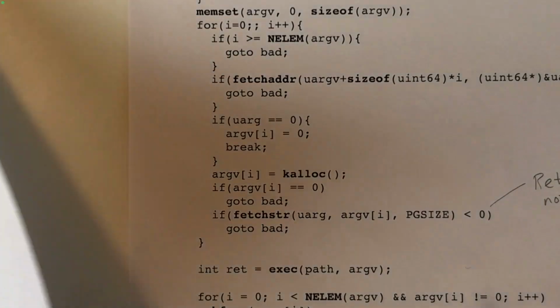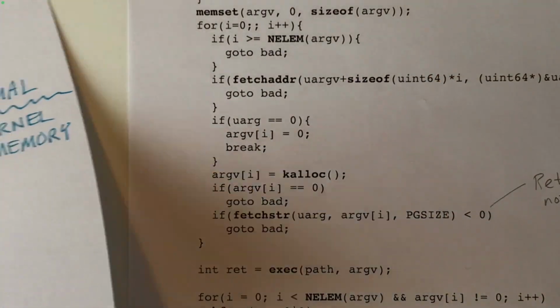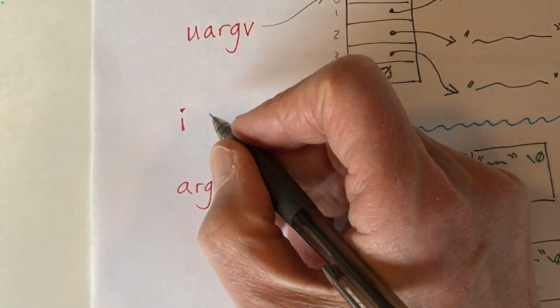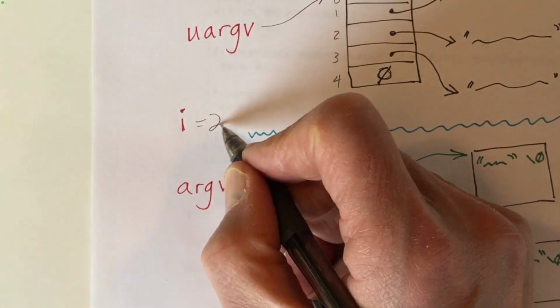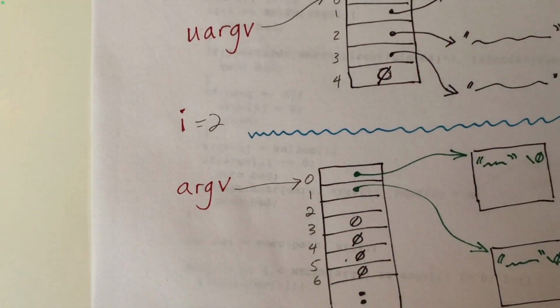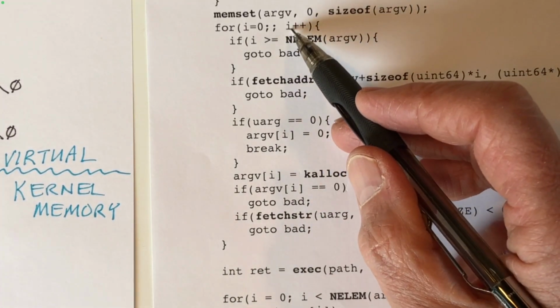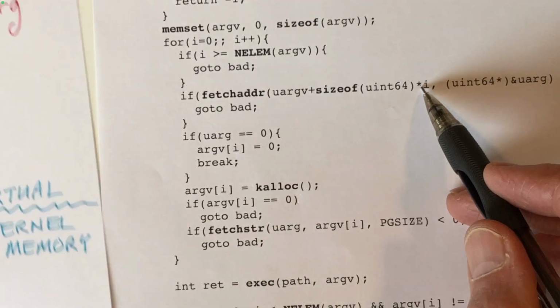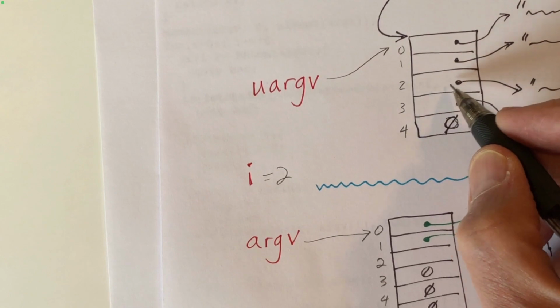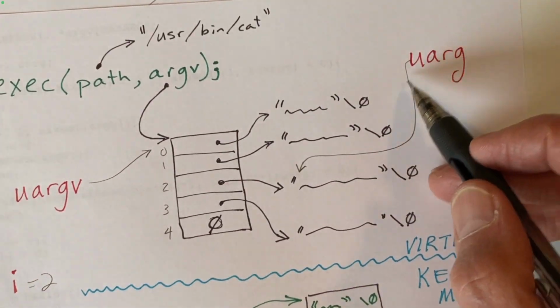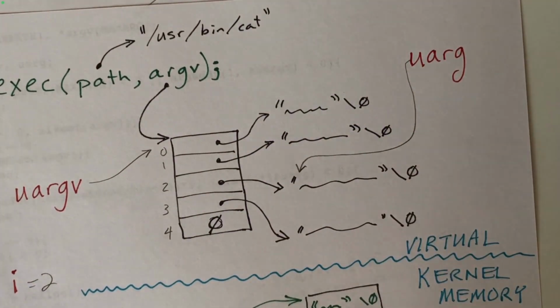Let me just illustrate this for one of the examples. Let's assume we've gone through a couple of times, and now we're on i equals 2. We've already filled in a couple of elements, but on the iteration of this loop where i is now 2, we fetch this pointer and store it in uarg. So we go to this element here and fetch that. Now uarg points to this string, the second element.